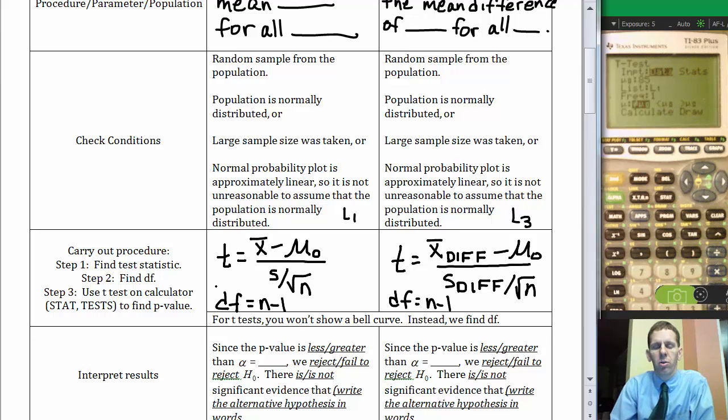For t-test, you don't show the bell curve like we showed on the z-test. So it's sort of like on a z-test, show the bell curve. On a t-test, show degrees of freedom.